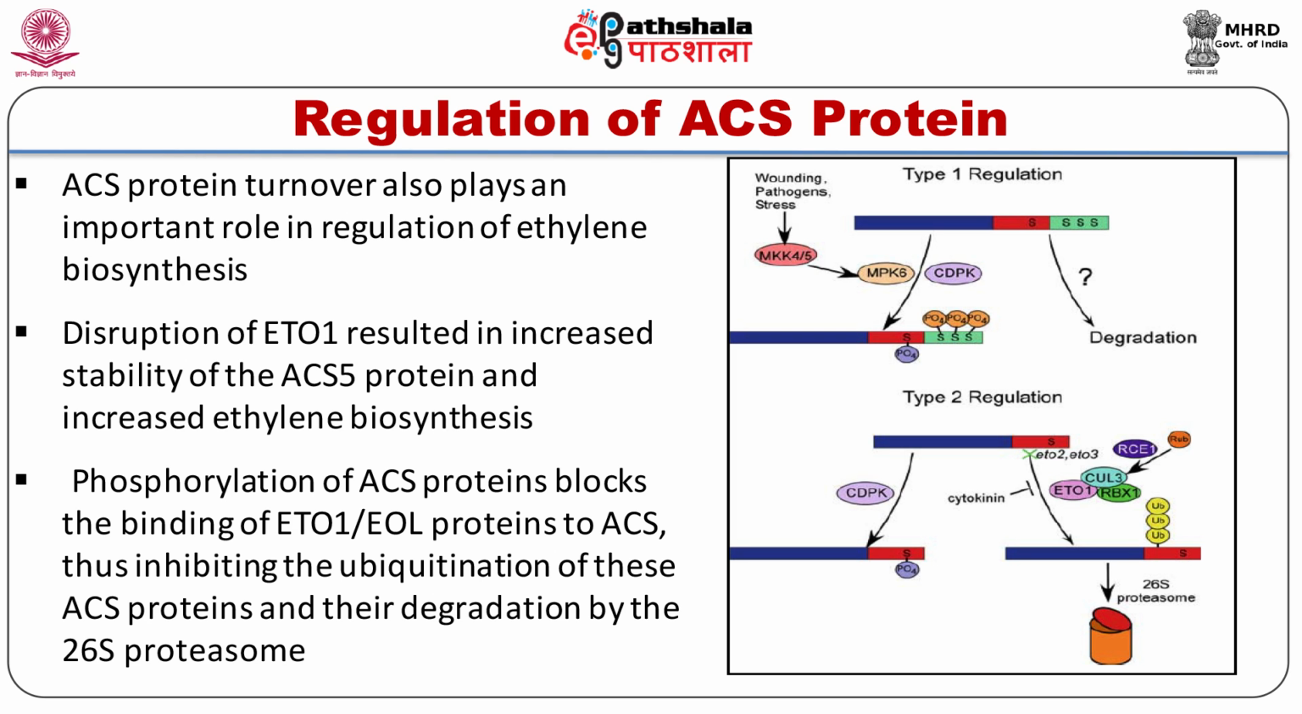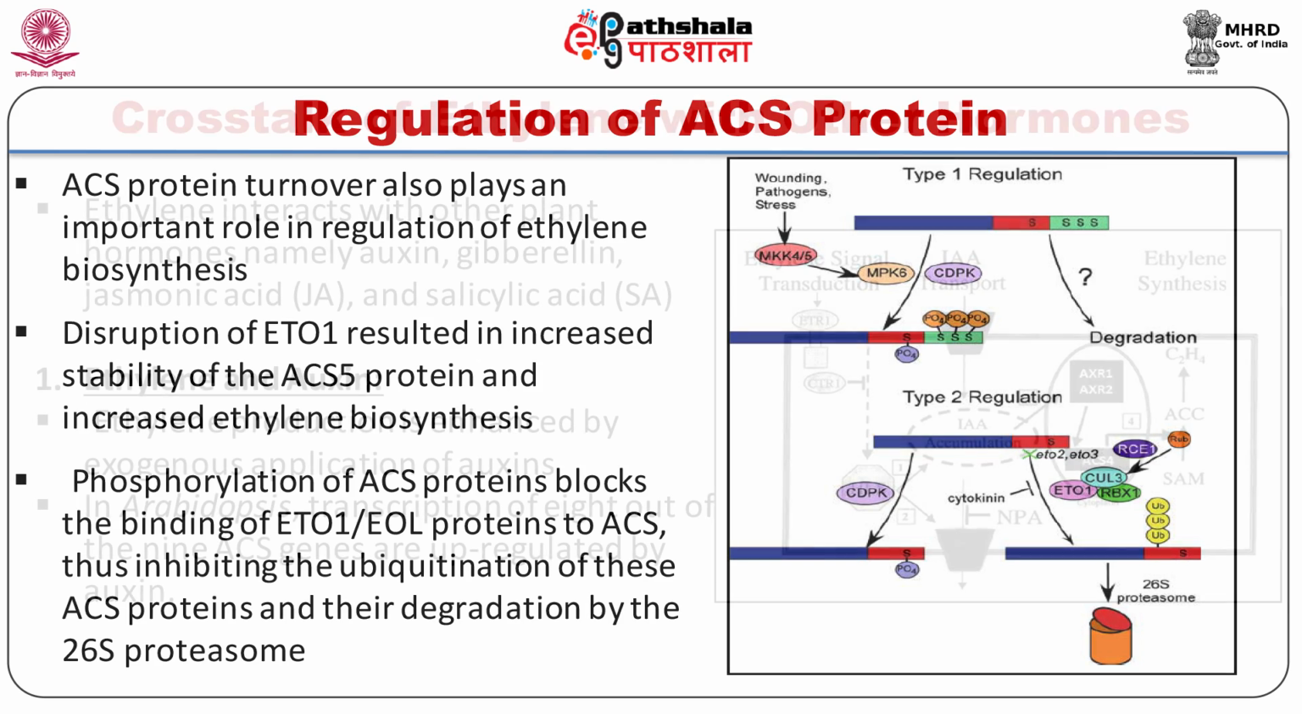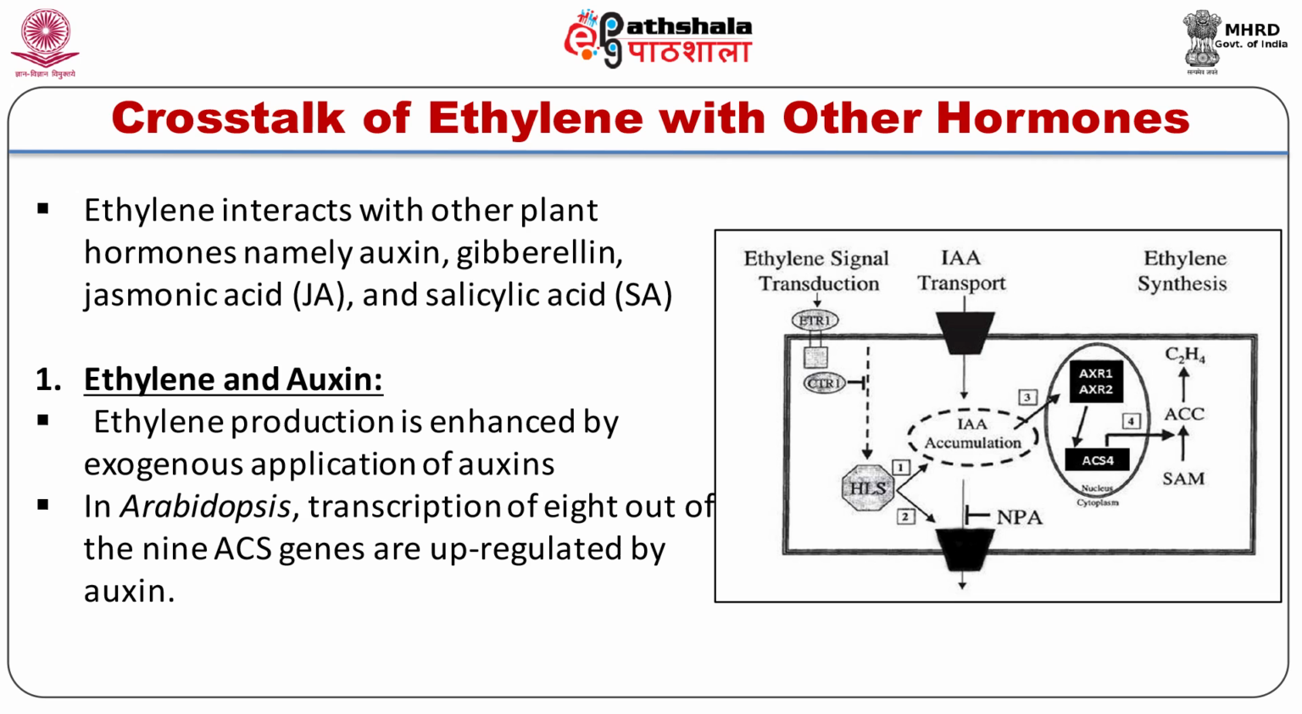The stability of ACS is dependent on the phosphorylation of the protein. Phosphorylation of ACS proteins blocks the binding of ETO1 or EOL proteins to ACS, thus inhibiting the ubiquitination of these ACS proteins and their degradation by the 26S proteasome. Until now, we have seen that ethylene is controlling several aspects of plant growth and development. In addition, it is also interacting with other plant hormones, namely auxin, gibberellin, jasmonic acid and salicylic acid.